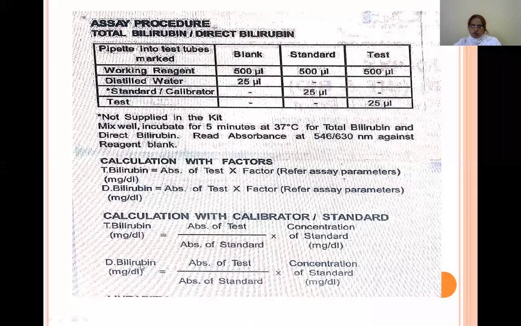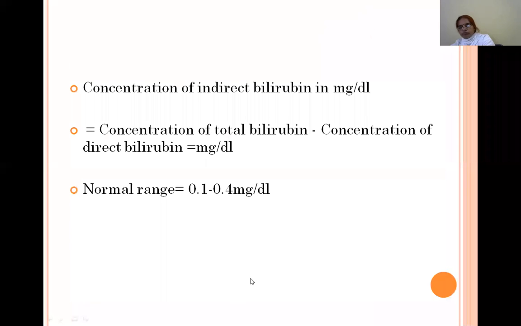Direct bilirubin is also estimated in milligrams per deciliter. Here also take the readings, that is absorbance of the test divided by absorbance of the standard, multiplied by concentration of standard in milligrams per deciliter.